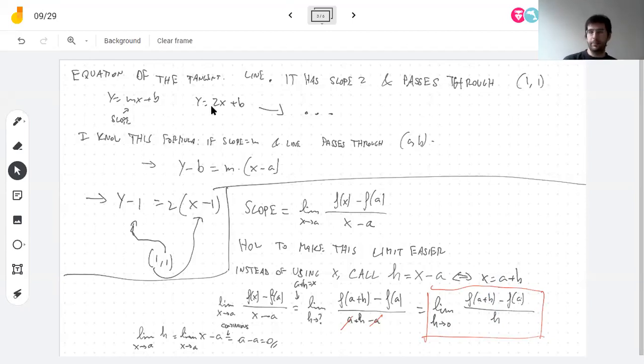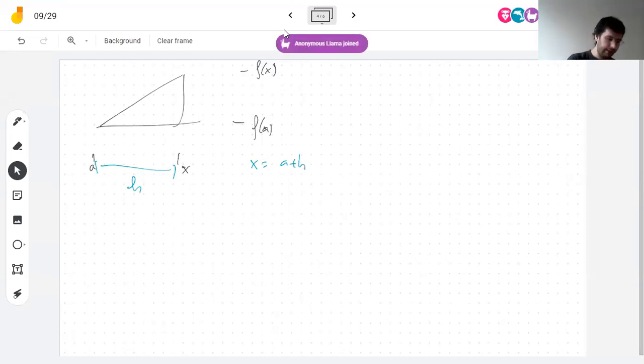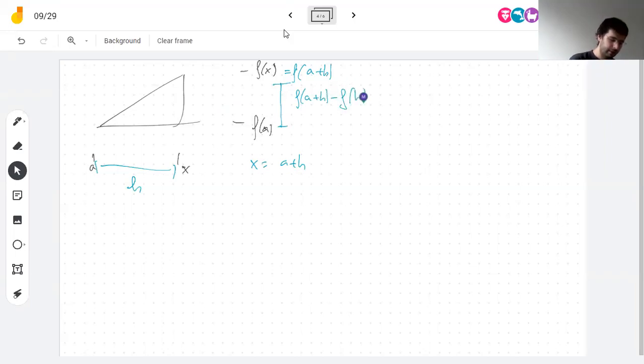So what I just said in a picture was, I had this picture where this had x coordinate a and x, and this was f of a, and this was f of x. So what I just said was, call this h, and then x is going to be a plus h. And then this becomes f of x. Well, x is a plus h. So the rise of the graph becomes f of a plus h minus f of a. And the run becomes just h.